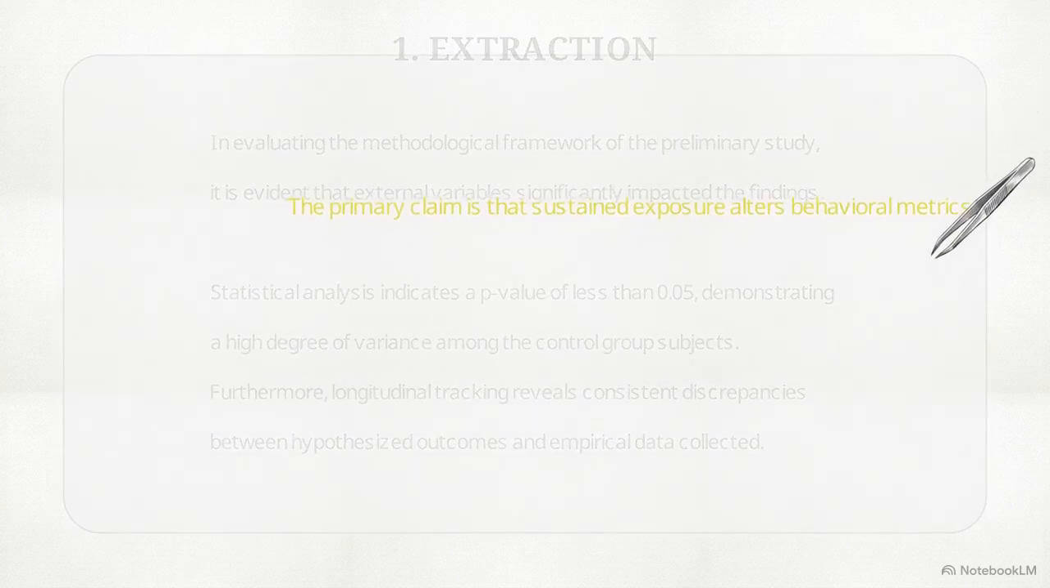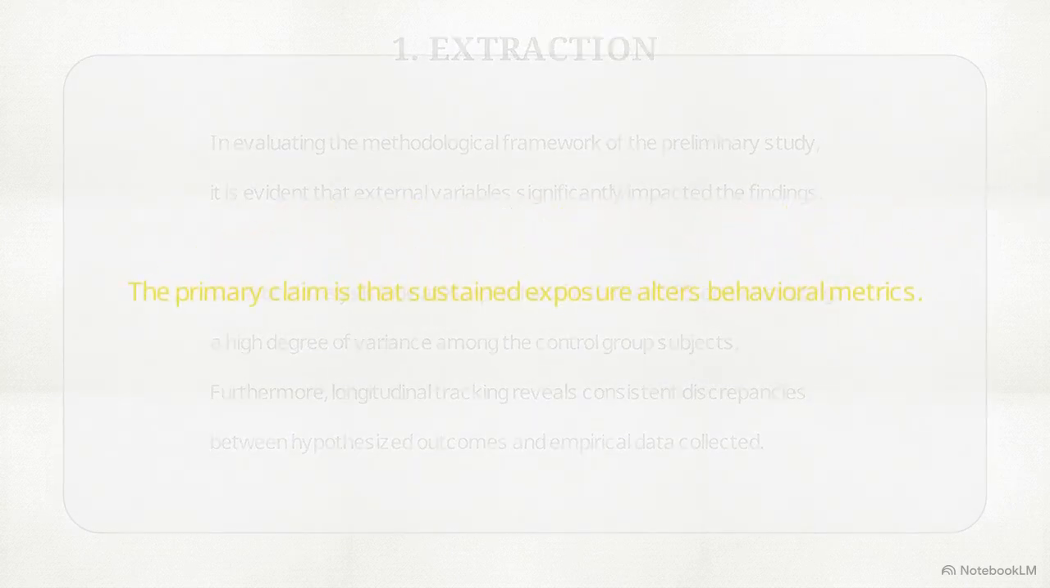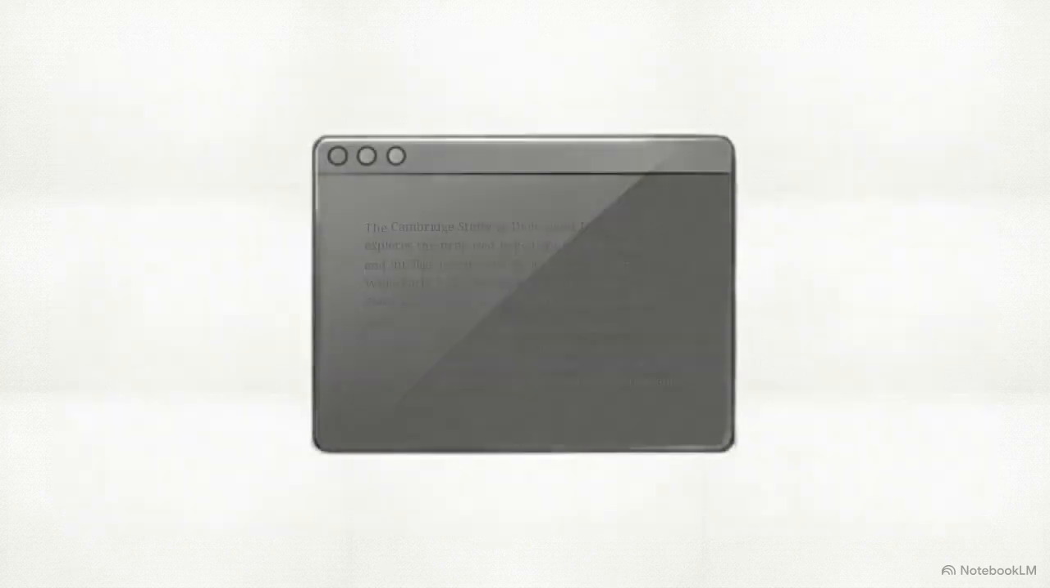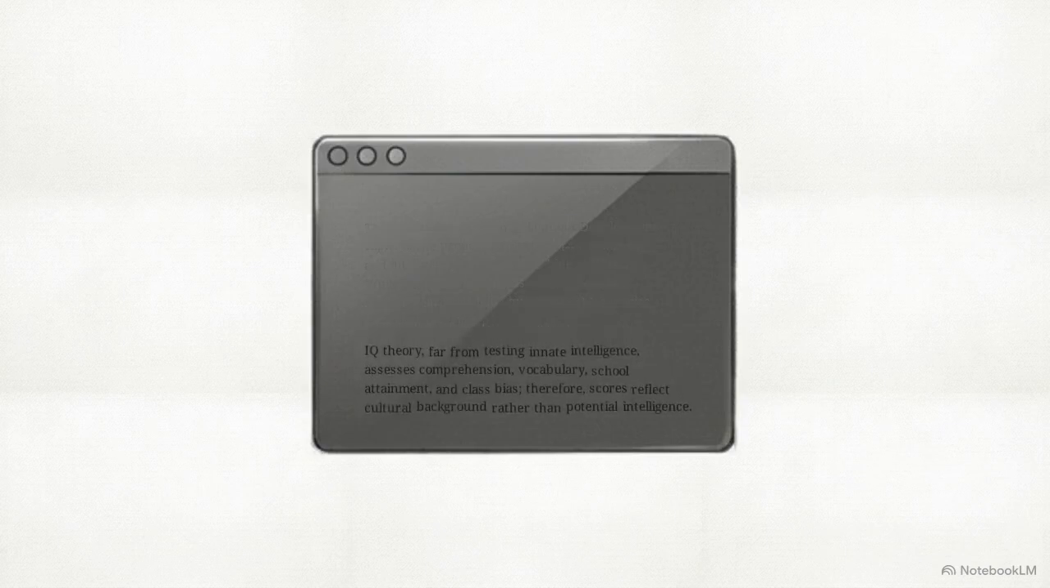You need to pull the author's main claim out of the text without getting distracted by all the supporting details. This reading passage explores the proposed links between criminality and intelligence. Specifically, it looks at IQ tests. If we scan past the background information, we find the core claim in this specific sentence. The author argues that IQ tests measure comprehension, vocabulary, and class bias, rather than innate intelligence.